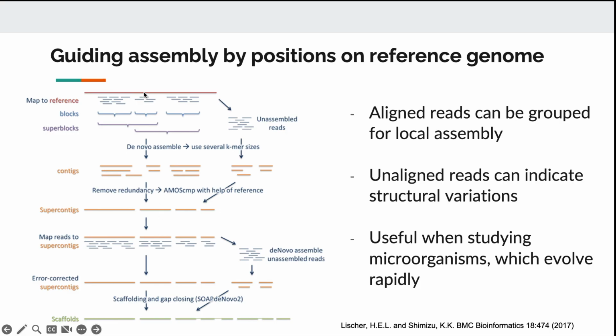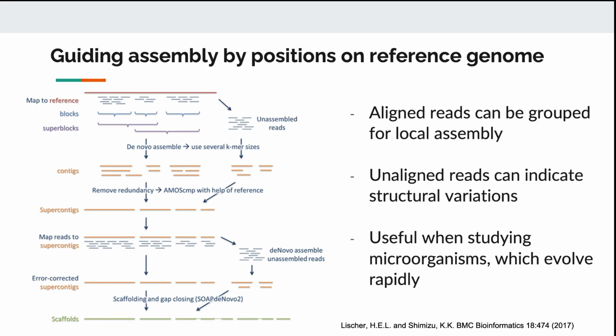So this way, you utilize the information from the reference genome to make your assembly easier on some subset of your reads, right? And you still have the unaligned reads to suggest if there is any structural difference between the reference and the actual genome being studied. This technique is very important if you study, let's say, virus and bacteria, which evolve very rapidly. So the structure of their genomes can change a lot, and you are not going to have the most recent reference genome for every species.